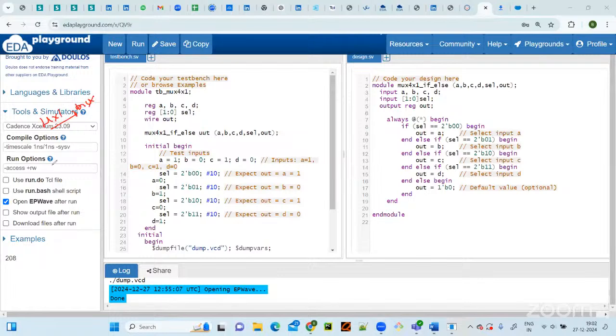This is a 4x1 mux. Assume that A, B, C, D are the inputs, and it will have a two-bit select input, S[1:0], and one output. S[1] and S[0] can have four different values: 00, 01, 10, 11. If it is 00, the output will be A. If it is 01, B. If it is 10, C. If it is 11, D. It is as simple as that. So I have written the code for the same thing here.